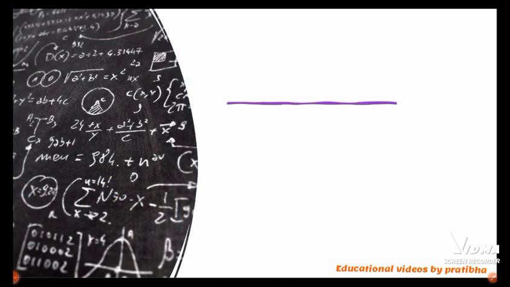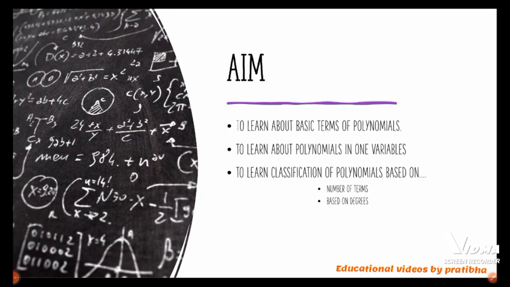We are not going to cover all the topics of the chapter in one video. We are going to cover only the first part of the chapter, which is about polynomials. We are going to learn about the basic terms of polynomials, polynomials in one variable, and the classification of polynomials based on number of terms and based on degrees.